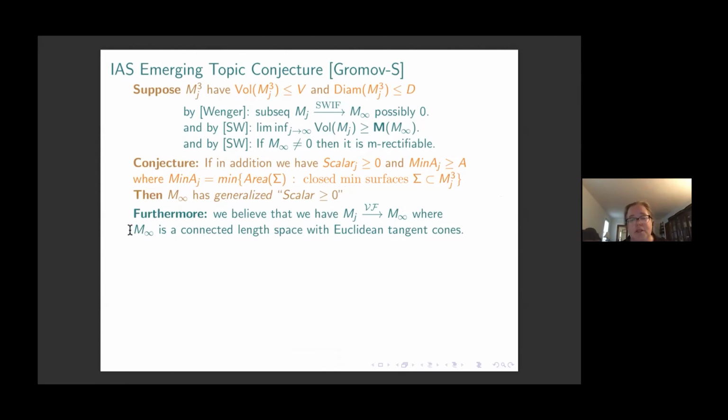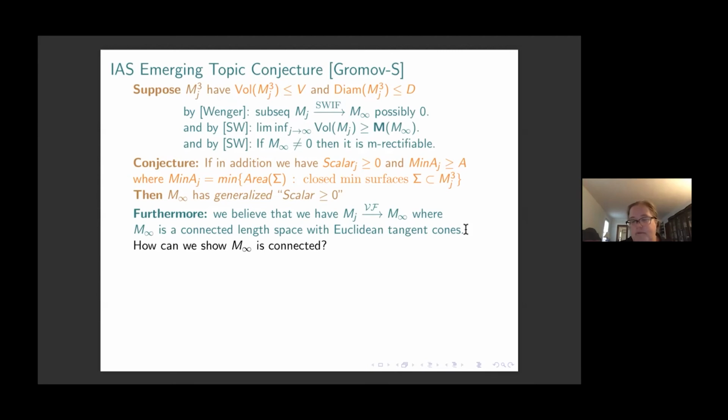But what I want to emphasize is this conjecture also includes that M infinity should be connected. So we don't have tubes in the middle where things disappear. I mean, obviously you could draw those if you didn't have the min A, okay? That it's connected and that there are Euclidean tangent cones. That means that we don't end up with a limit where the tangent cones are things like just normed spaces, like taxi space.